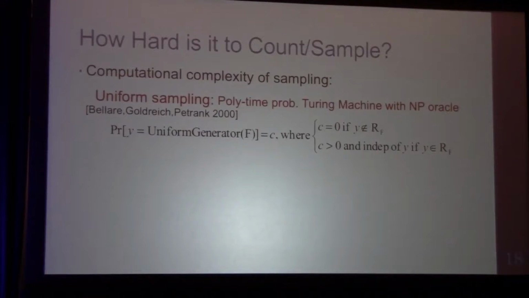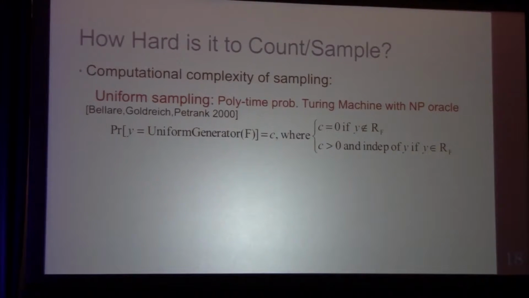Okay, what about sampling? So there was this very interesting paper in 2000 by Bellare, Goldreich, and Petrank, which showed that you can actually achieve uniform sampling by a polynomial time probabilistic Turing machine, once again accessing an NP oracle. And what does it mean that I can do uniform sampling? It means if I take the formula and give it to my algorithm, which is going to uniformly sample the solutions, then the probability that it generates any particular solution is independent of the solution. So as long as y is a solution of f, the probability that y is going to get generated will be some positive quantity which is independent of the solution. So that's why it's uniform. And of course, if y is not a solution, then it will never be generated.